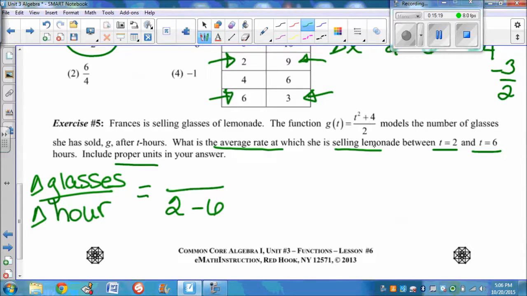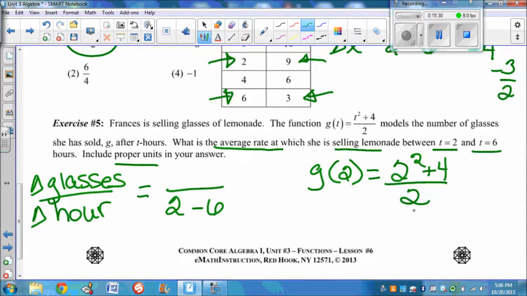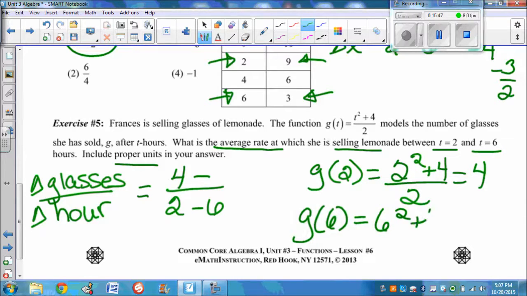Now we've got to find the number of glasses that she sold in 2 hours. So that's where our function rule comes in handy. So g of 2 is 2 squared plus 4 divided by 2. We end up with 8 divided by 2, which is 4. So at 2 hours, she sold 4 glasses. Minus, now let's find the t of 6. How many glasses did she sell in 6 hours? So g of 6, 6 squared plus 4 divided by 2, 36 plus 4, which is 40, divided by 2 is 20. So in 6 hours, she sold 20 glasses.